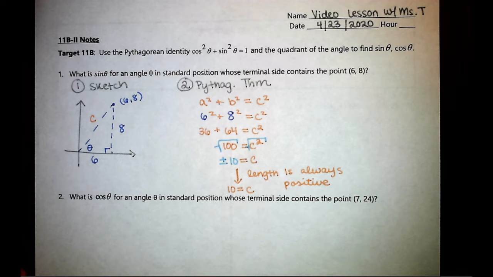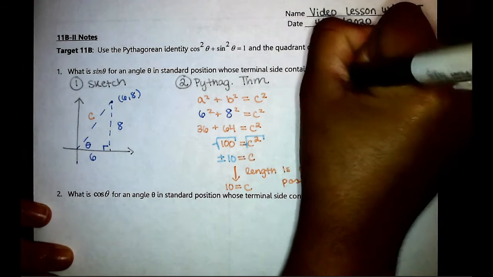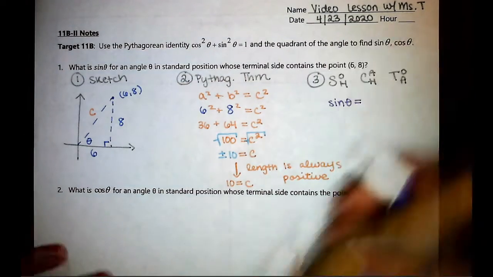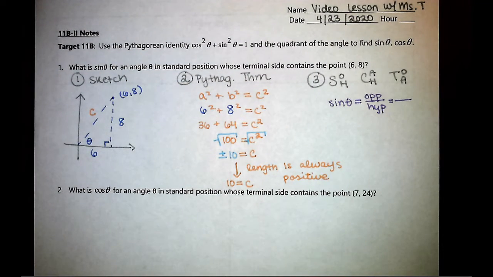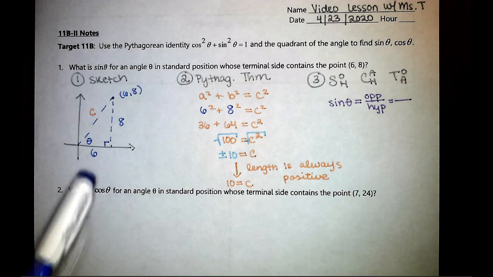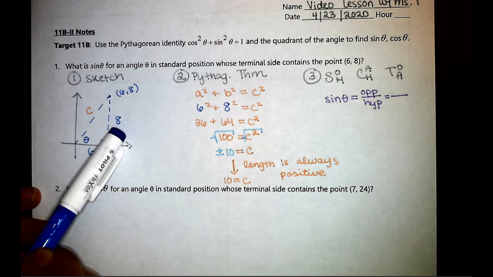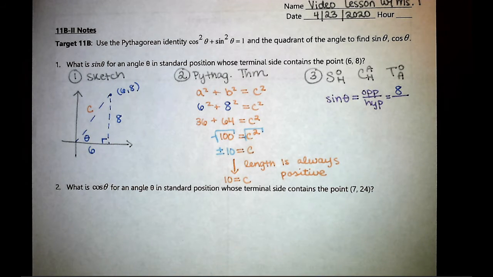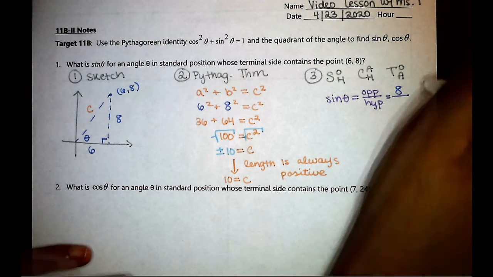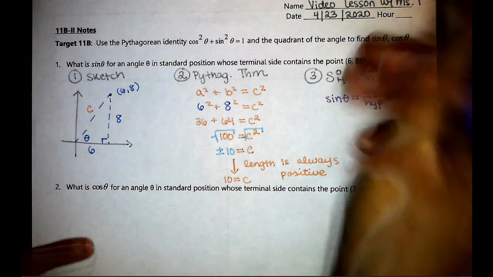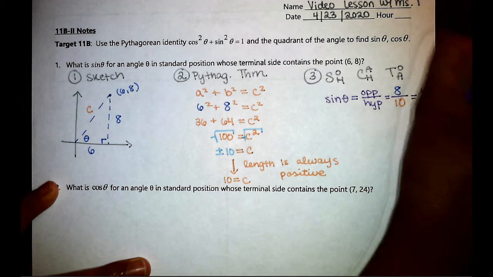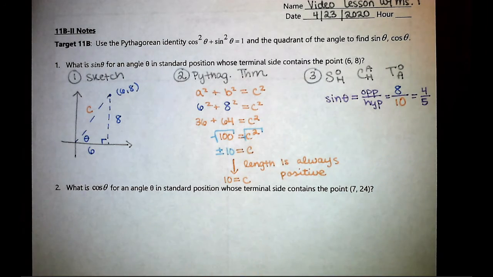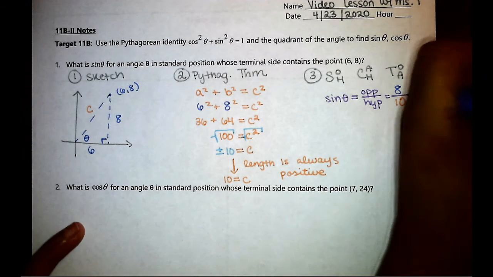From here, we now have all the information we need to find sine theta. To do it, we're going to use SOHCAHTOA. Hopefully you remember that from middle school. All we need to do is plug in values. We know that the opposite of theta is over here. It's 8. And we just solved for the hypotenuse, and that was 10. Now we can simplify this fraction. And that's it. We're done.